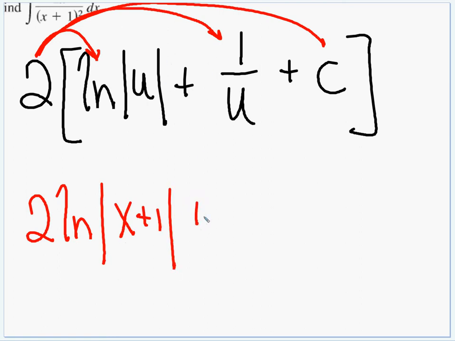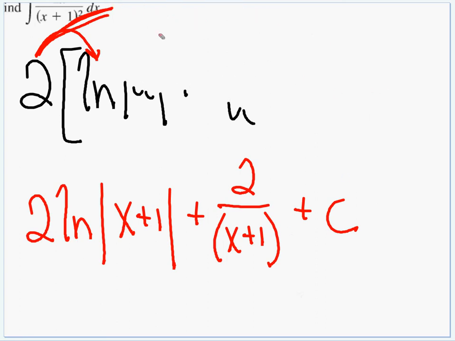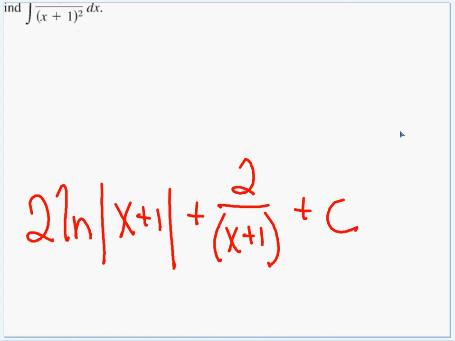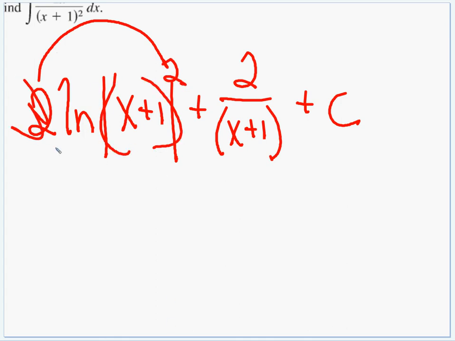And then the 2 will distribute here. So now that's 2 up top over x plus 1. And when we distribute the 2 to the unknown constant, it's just still another unknown constant. Let's just call it c. Again, if you're taking the AP test, the multiple choice answers might not match this exactly. One of the things we could do is move this 2 up and make it an exponent, making that a quantity squared. So natural log of x plus 1 quantity squared plus 2 over x plus 1 plus c.